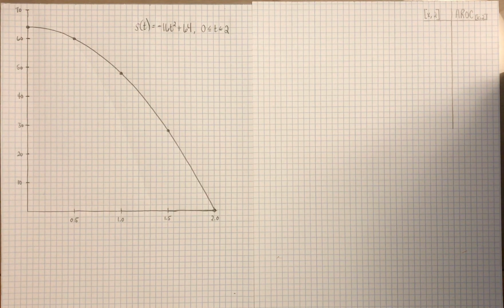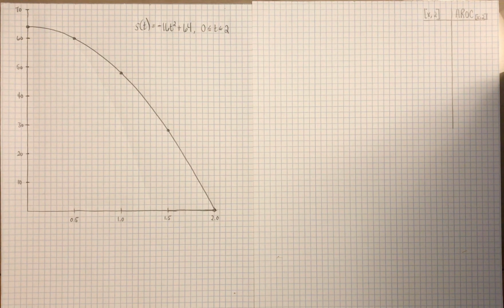What we are looking at here is the graph of the function s of t equals negative 16t squared plus 64 on the interval from 0 to 2. This is the function that we were looking at in the lesson for the falling object. The graph will help give us, as graphs do, a visual representation of what we're doing here.